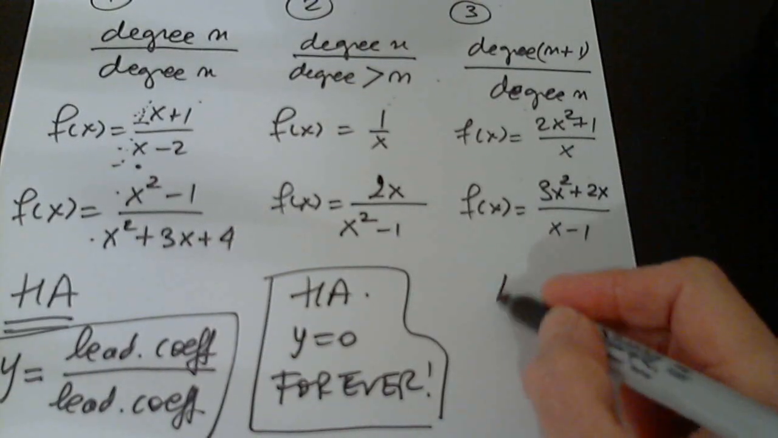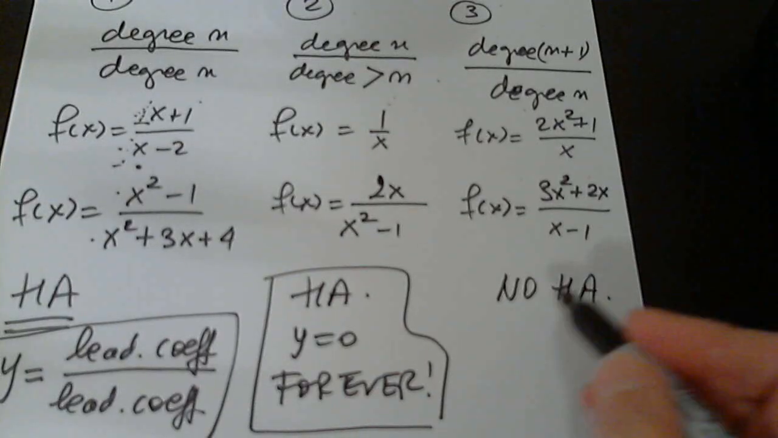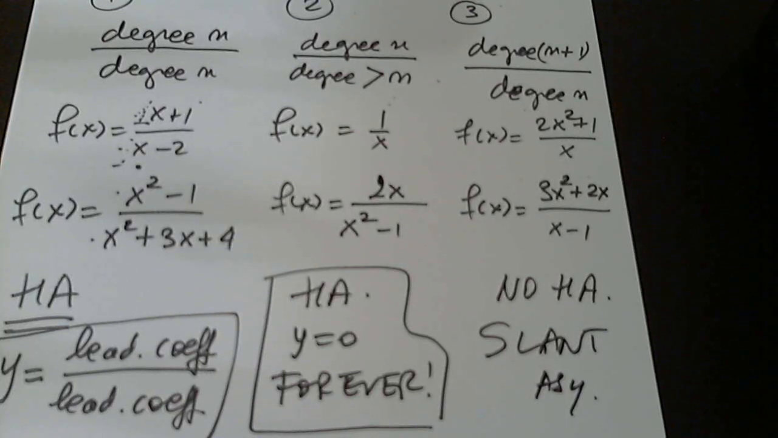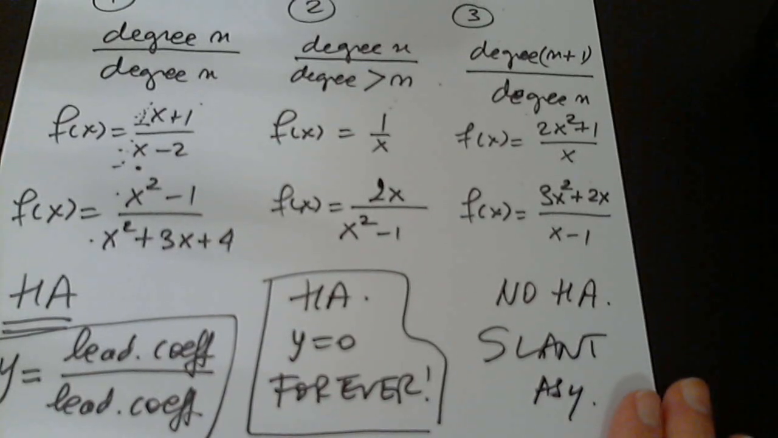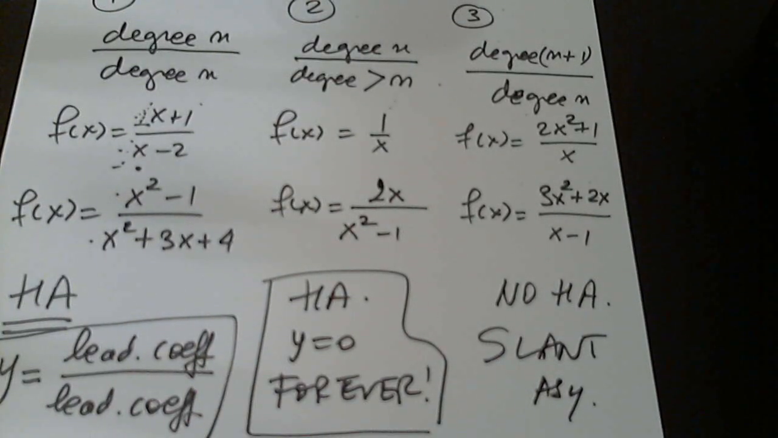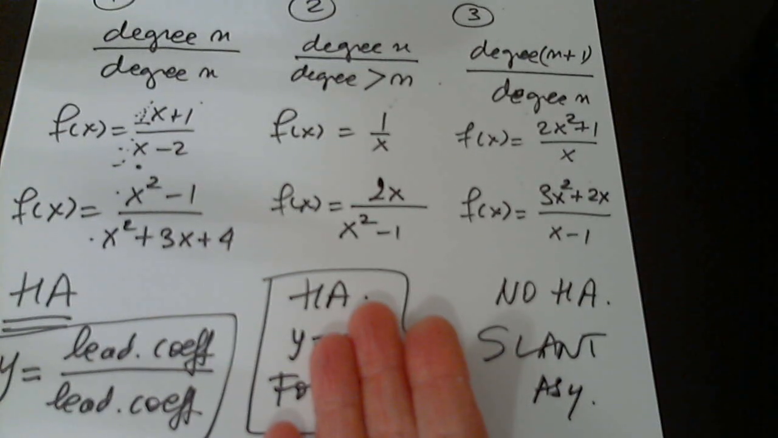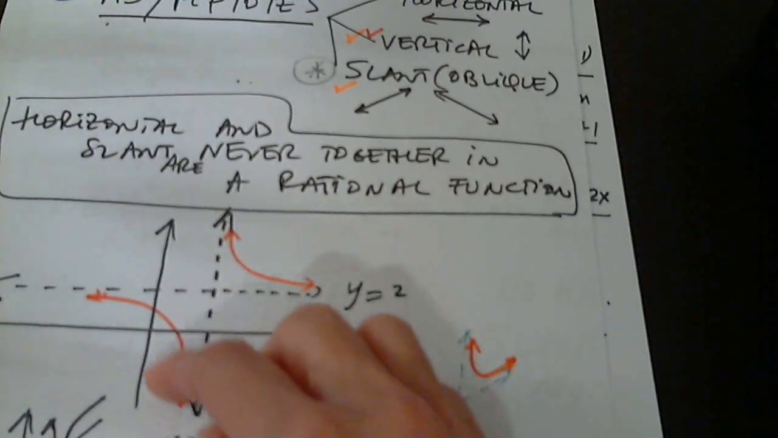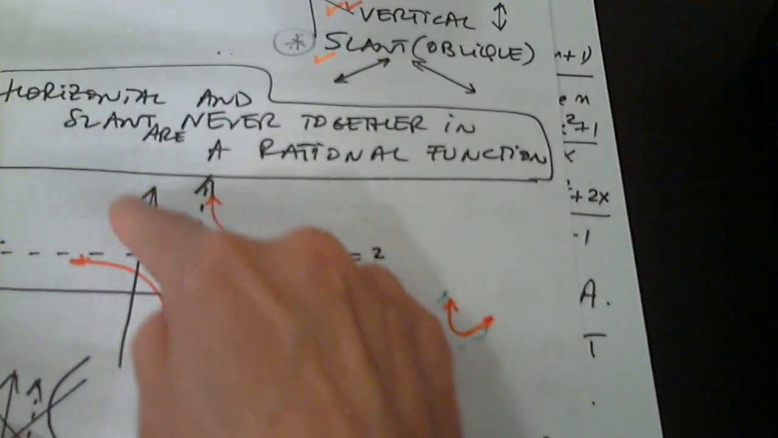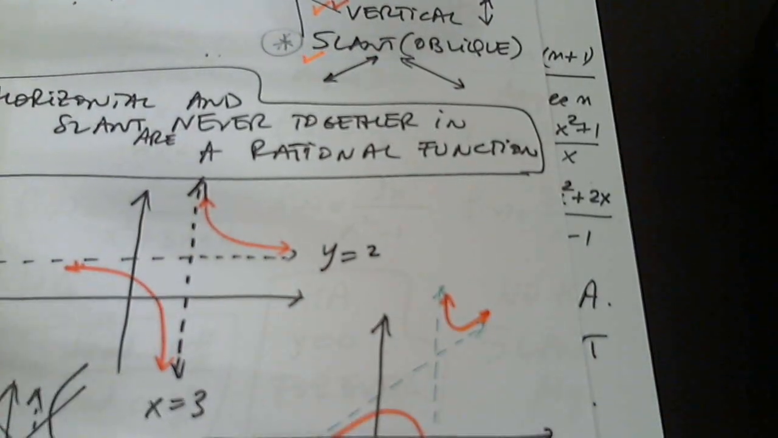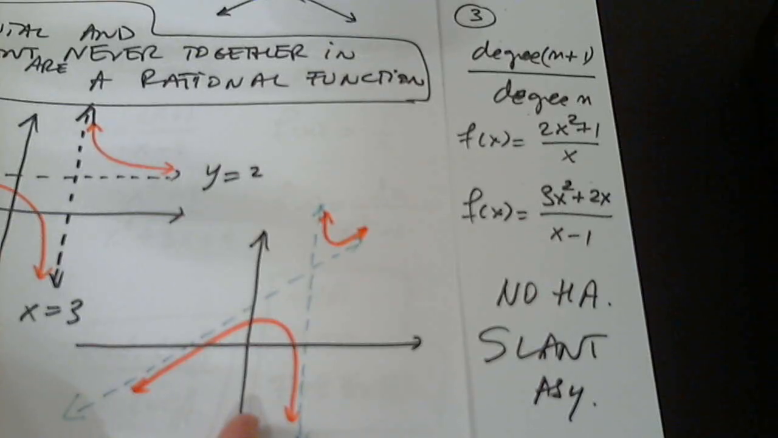And this one, no horizontal asymptote, slant asymptote. So these are the three categories. These are easy because the leading coefficient over the leading coefficient is easy to calculate. This is always 0. What does this mean? This type is when it approaches a number. This type is when it approaches 0. Here, 0. From this side, or vice versa. And this one is this case.